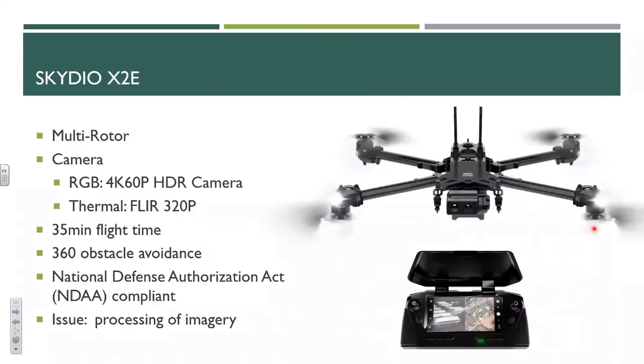And we decided to go with the Skydio X2E. This is a multi-rotor drone. It has an RGB and thermal camera on it, and it also has a 35-minute flight time for each battery. It also has 360 obstacle avoidance. So that basically means that if we're flying close to something like the ground or a tree, it's going to stop and hover and it won't crash into the object. That's great for when you're trying to train someone new how to fly. It's less likely to crash and you won't have to replace it.